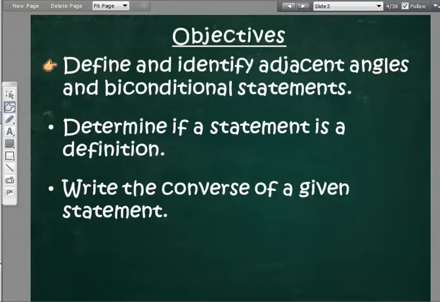So let's look at our objectives in this lesson. We're going to define and identify adjacent angles and biconditional statements. We're going to determine if a statement is a definition. And we're going to write the converse of a given statement.